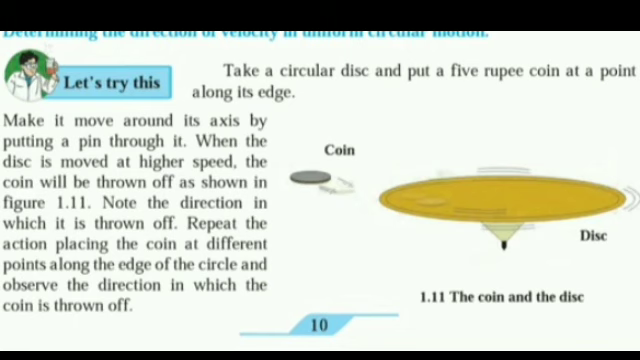The coin will be thrown off in the direction of the tangent, which is perpendicular to the radius of the disc. The direction in which it gets thrown off depends on its position at the moment of getting thrown off. As the coin moves along a circular path, the direction of its motion is changing at every point.